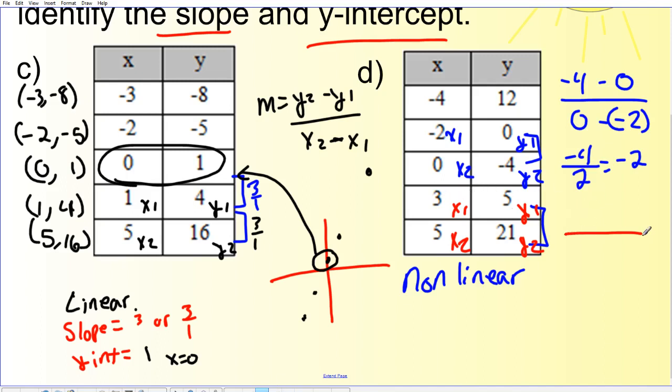In red, same formula. y2 minus y1 over x2 minus x1 gives me 16 over 2, which is a slope of 8. Did I get the same slope everywhere? No. Which means it's still nonlinear. I mean, we proved it using the graph. Now I proved it using the math. Found the actual slopes at 2 different points, and I found they are nonlinear. Okay?